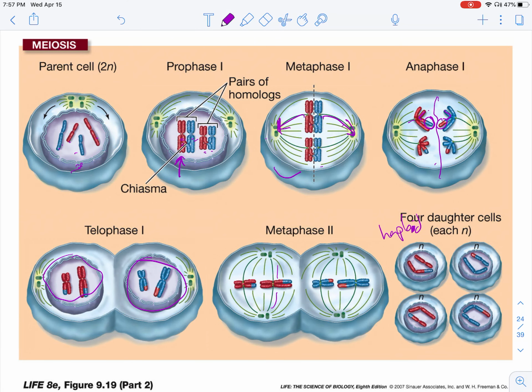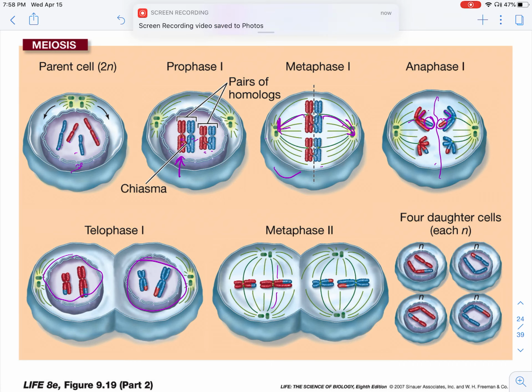Okay, so going over meiosis again, and we'll compare it to mitosis real quick, and then we'll talk about what goes on in humans and what happens when things go wrong with these processes.